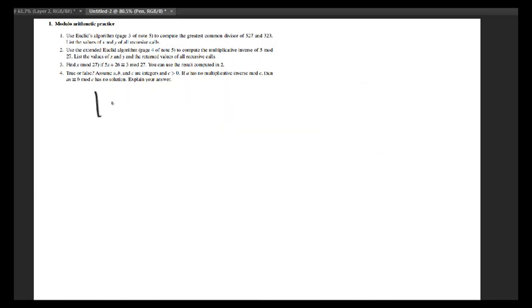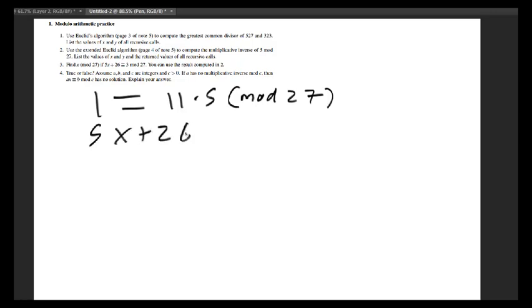So we just saw that 11 is the multiplicative inverse of 5 mod 27. Now let's use this to solve part 3. In part 3, we want to find out the value of x in mod 27 arithmetic if 5x plus 26 equals 3.